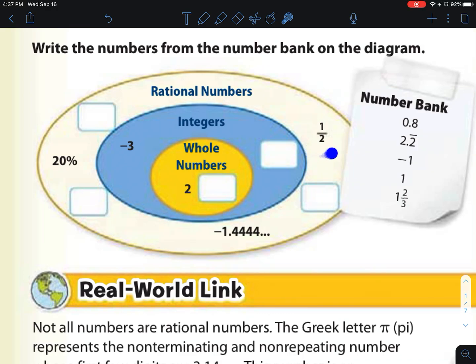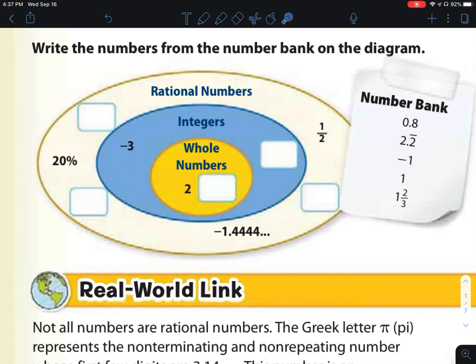Now look at 1/2. 1/2 is not a whole number because this is only part of a whole. 20% is also part of a whole. And if you notice, negative 1.4444 is also part of a whole. So when you have a decimal such as this one, which is not one whole, you can already put it in the set of rational numbers.